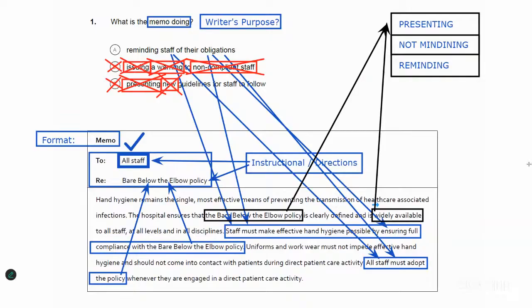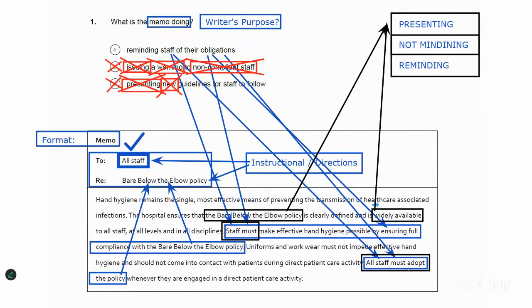So you are reminding, people are not minding. So why again telling? Already told. They are not listening. Majority of the people are not following. They are not minding these obligations. That's why they are reminded. All staff must. So all staff must adopt. Staff must.